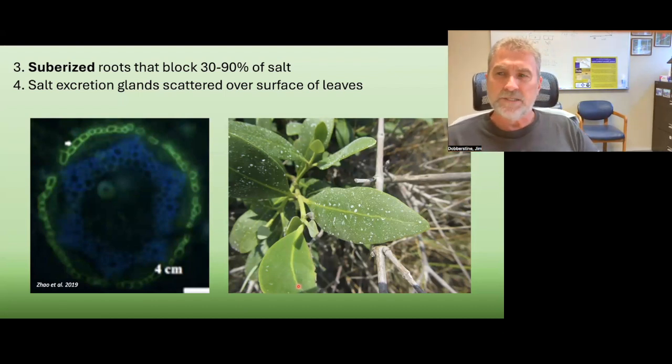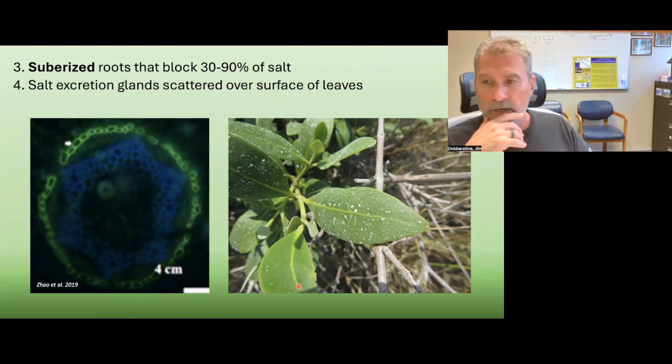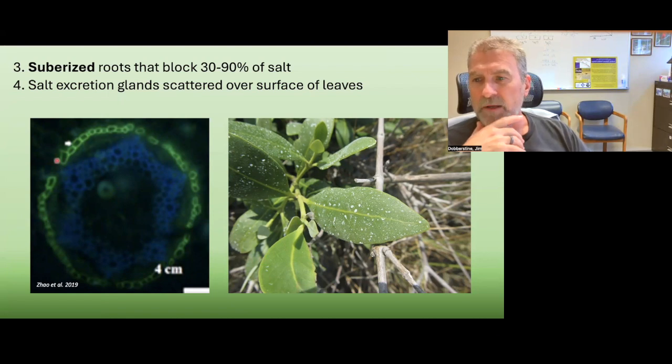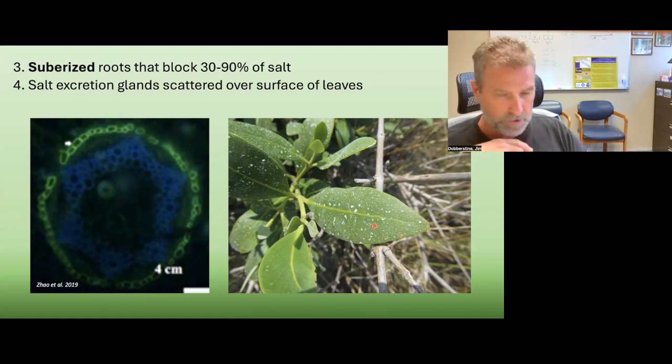Again, you've got suberized roots. In this case, they can block anywhere from about 30 to 90% of salt, but they also have salt excretion glands over the surface of the leaves, right? So if you were to examine the root structures, you would see that suberin layer. And here again, kind of like what you saw with the Spartina when you were in the field, you'll see actually salt excretion on those leaf structures.